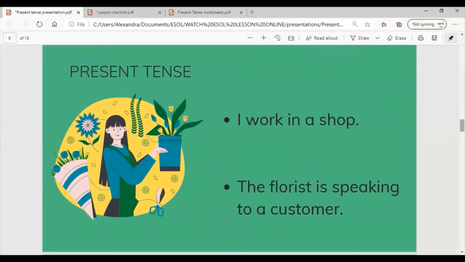Okay, so here's a couple of example sentences. I work in a shop, that would be present tense because I work is our present tense. The florist is speaking to a customer, and they're speaking with the ing on the end of the verb. This tells us that this sentence is in the present tense as well. So the florist right now is speaking to a customer.